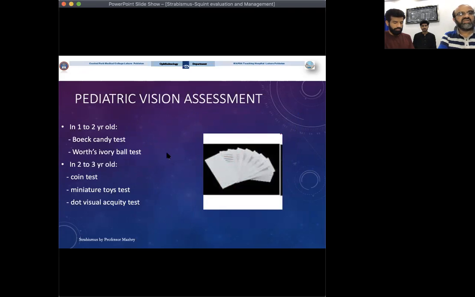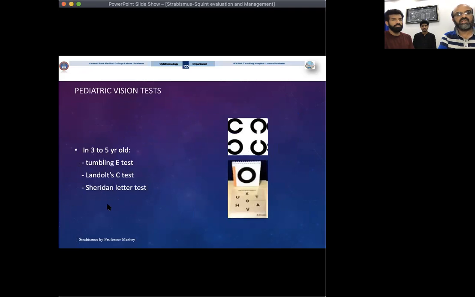So pediatric assessment can be done at 1 to 2 years of age. And then there is the coin test and toys test. Being an undergraduate student, this is not very important, but we have included it to sensitize you that in the pediatric age group, different methods will be used.